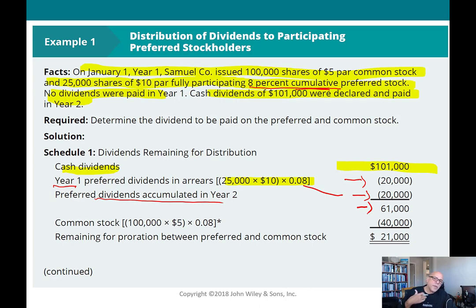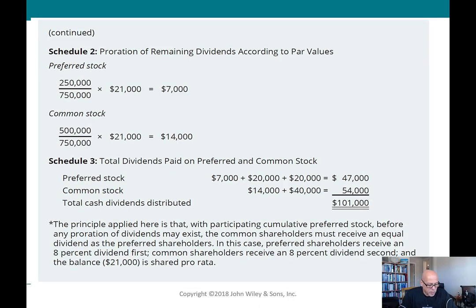Now, what do we do? We have to catch up the common shareholders. So, since we had 100,000 shares, $5 each, we got to give them 8% of their par value that we're leveraging off of here, and that's that 8%. So now they got their share considering an 8% amount on whatever the par value was, but there's still what? 21,000 left over.